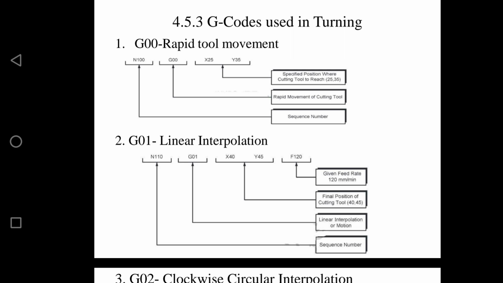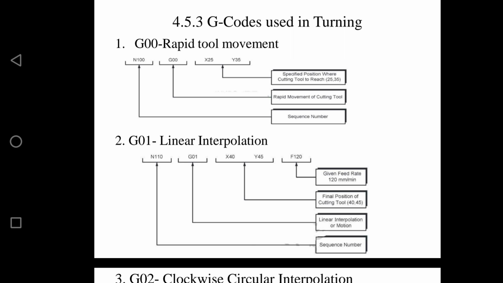Then I wanted to move my tool from one position to another position. That is just a simple movement. So I am using the preparatory function G00. Then I wanted to move my tool from X0 Y0 to X25 Y35. So I need to write this program to have the rapid tool movement from X0 to X25 and Y0 to Y35. So this is about the rapid tool movement.